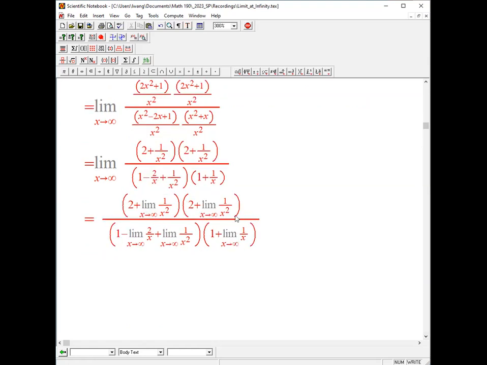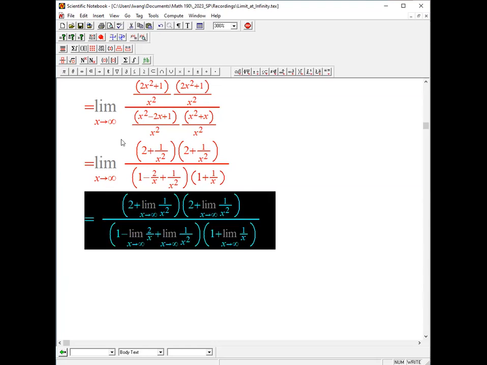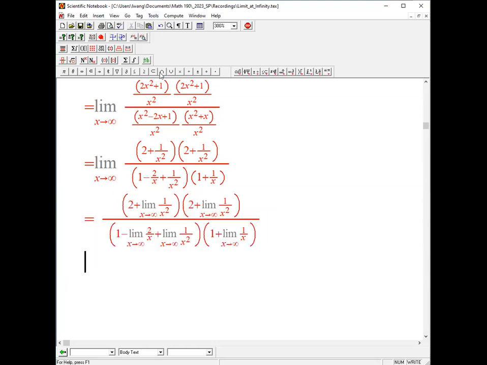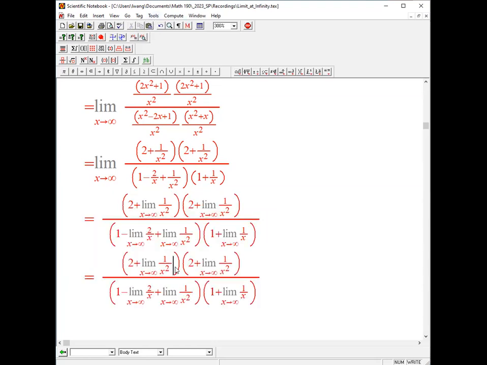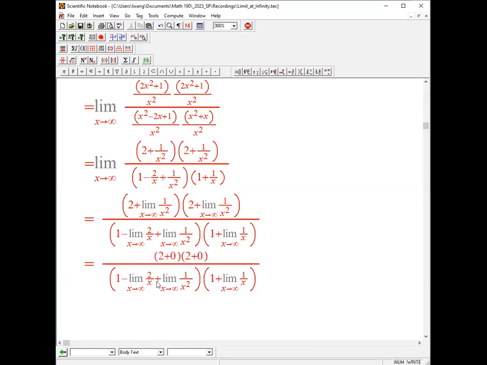Okay, and then all of these limits, of course, are 0. So this is 0, and of course that's 0, and that's 0, and that's 0. And then what do we get? We get 2 times 2, so the top is 4. The bottom is 1 times 1. So the answer is 4.